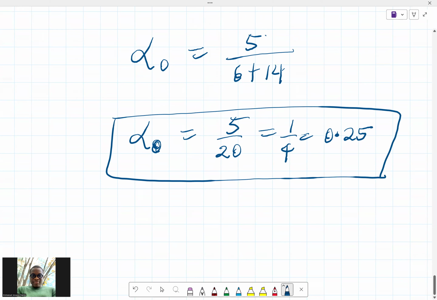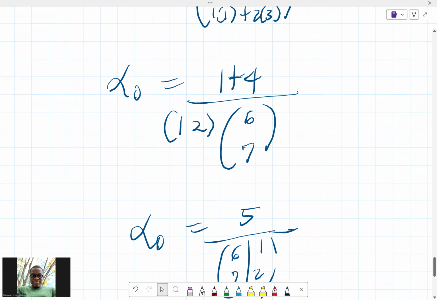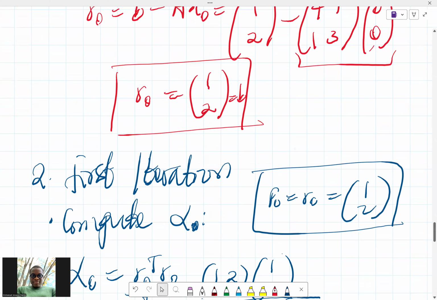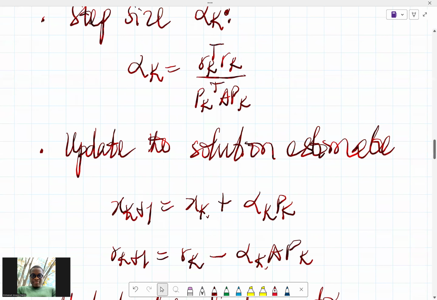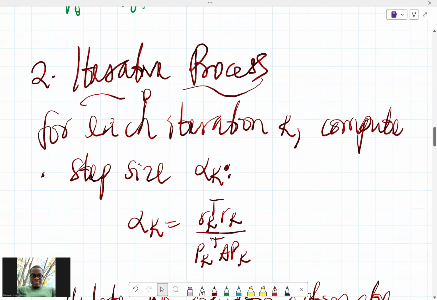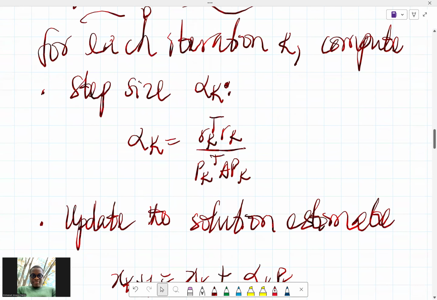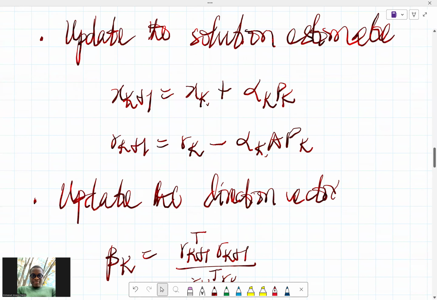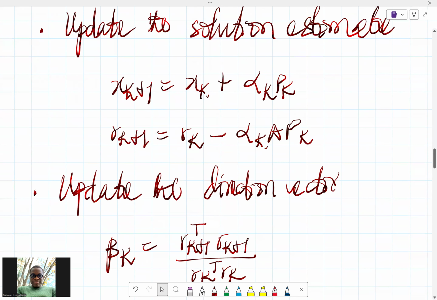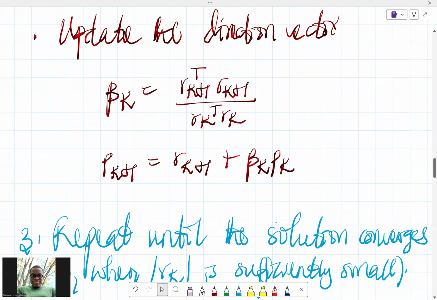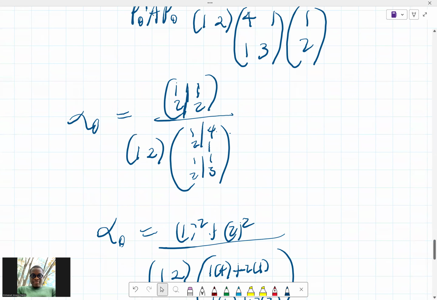So with alpha naught in place now, the next thing we want to do, once we compute alpha naught from all the steps, right? Okay, so we compute alpha naught this way, which we have done, and then we can do the updates. X1 will be X naught plus alpha naught P naught. Then R1 will be R naught minus alpha naught AP naught. Okay, let's go for that also.